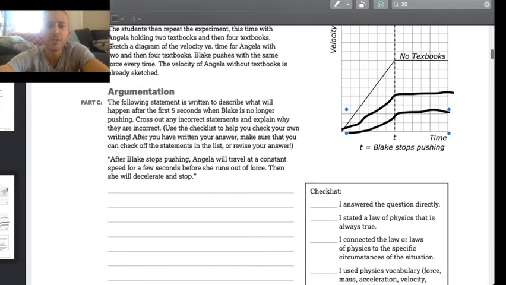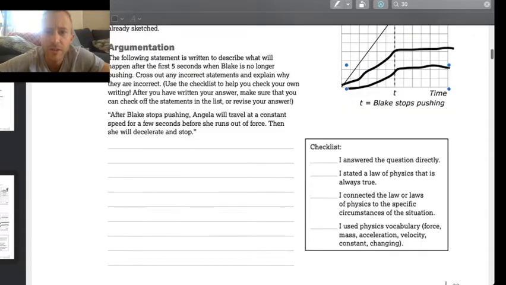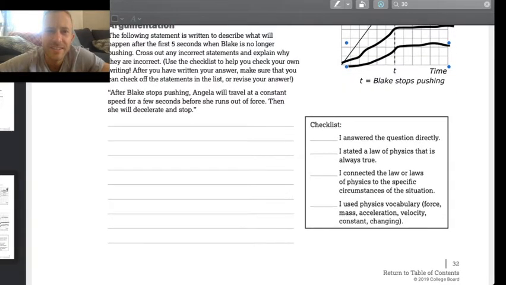The following statement is written to describe what will happen after the first 5 seconds when Blake is no longer pushing. Cross out any incorrect statements and explain why they are incorrect. After you have written your answer, make sure that you check off the statements. After Blake stops pushing, Angela will travel at a constant speed for a few seconds before she runs out of force. So I would say that is wrong. Then she will decelerate and stop.